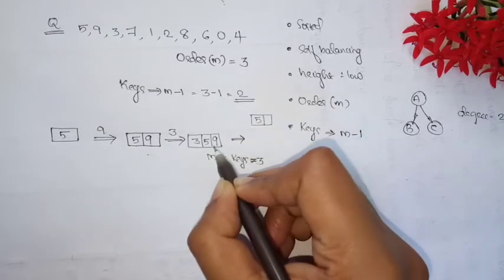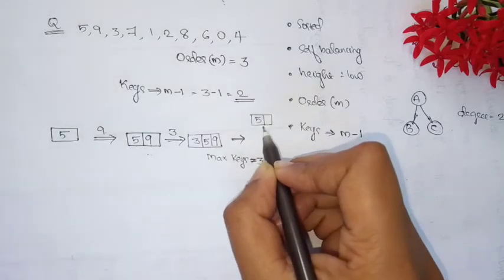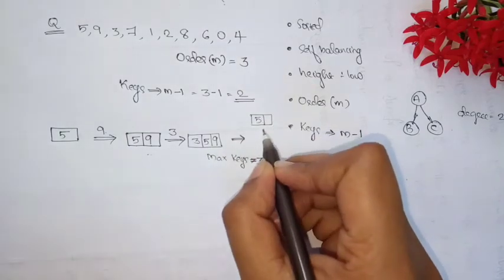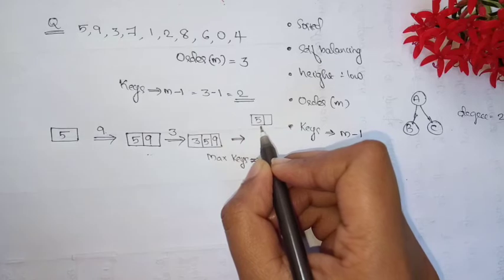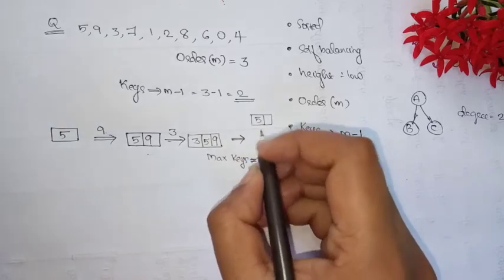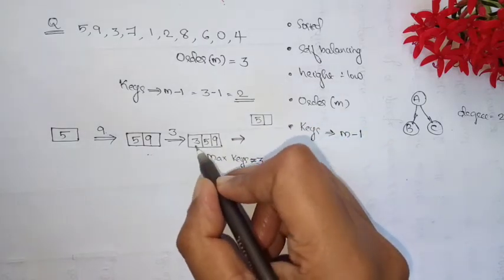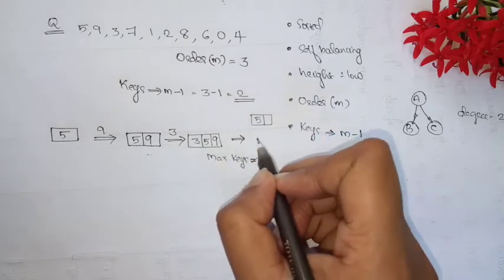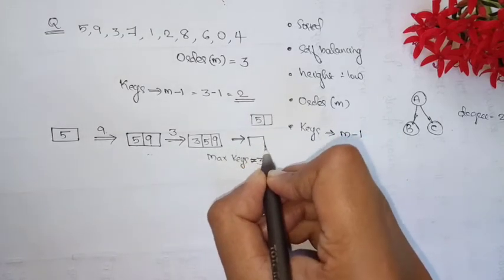The key value 5 moves upward and is stored alone in a node. The remaining 3 and 9 are stored in 2 separate nodes.